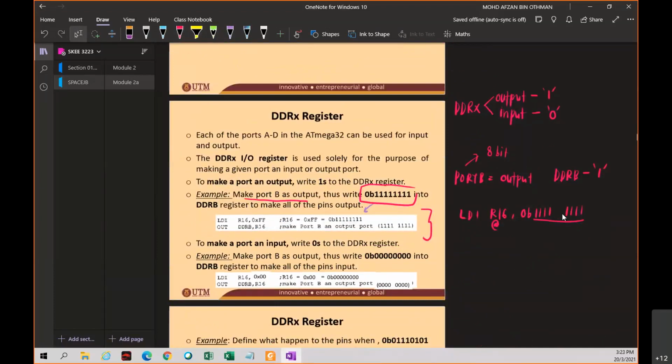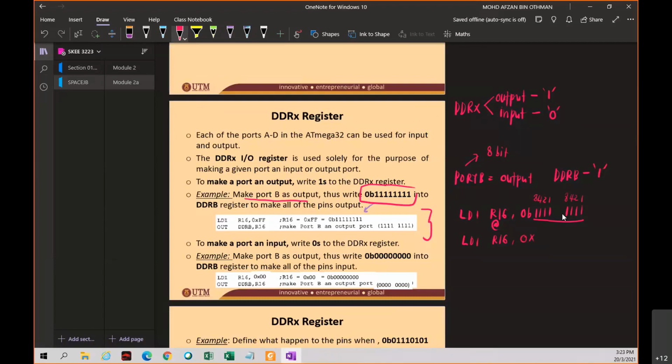Ataupun, okay, sometimes tak nak guna binary number. Kamu nak guna hexadecimal number. Boleh. So LDI R16 0x. So sekarang ni value apa yang kita nak hantar? Okay, so this is binary number. Okay, binary nak tukar jadi hexa. Macam mana nak buat? Tekan calculator ataupun you can simply change by using the 8421 method. 8421 method. Ingat lagi tak? 8421.